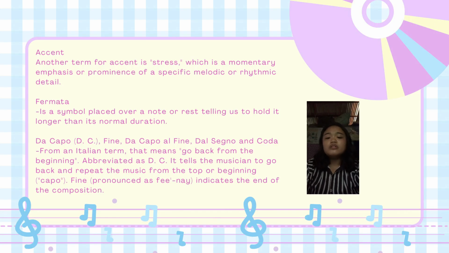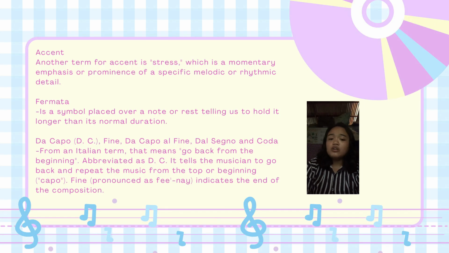In music, there is also what they call da capo, DC, fine, da capo al fine, dal segno, and coda. Da capo is an Italian term that means go back to the beginning, abbreviated as DC. It tells the musician to go back and repeat the music from the top, or beginning, or capo. Fine, pronounced "fee-neh," indicates the end of a composition.